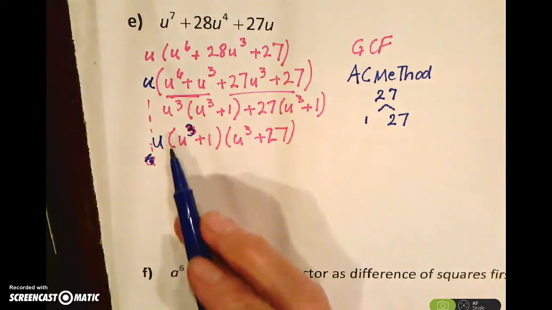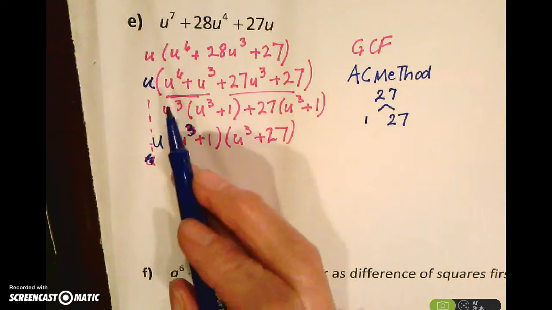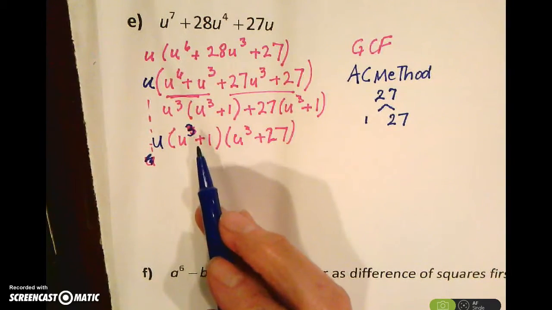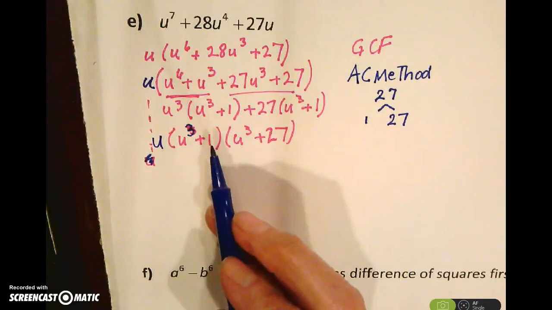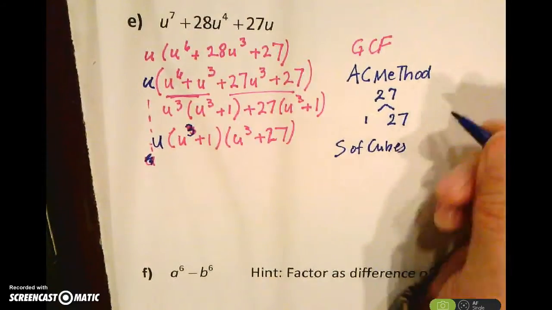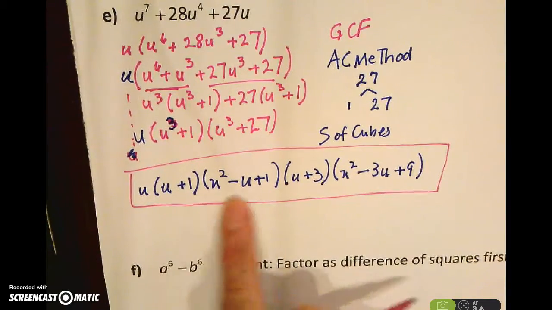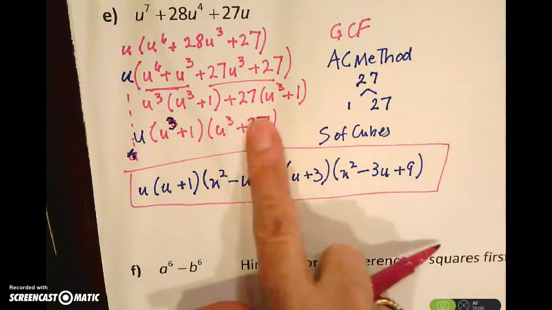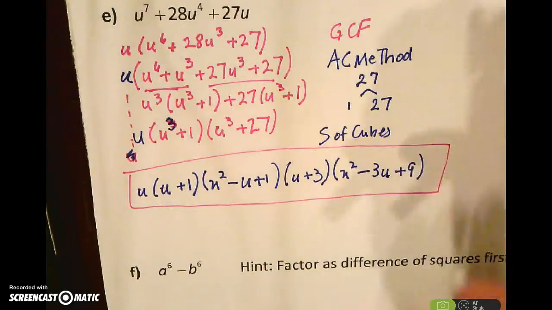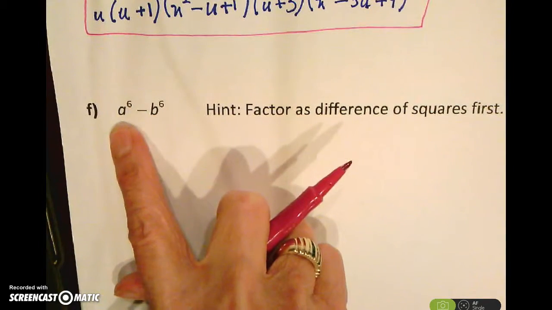So I brought my U on down, and I have U to the third, my matching parentheses, and then I'm left with U to the third plus 27. Now I want to look at my parentheses, and I note that they are the sum of cubes, both of them. And so then I am going to factor those, and I'm going to pause it and do that. And here are the results. This factors into U plus 1. Here's my second parentheses. This factored into U plus 3. And here's my second parentheses. Watch the signs.